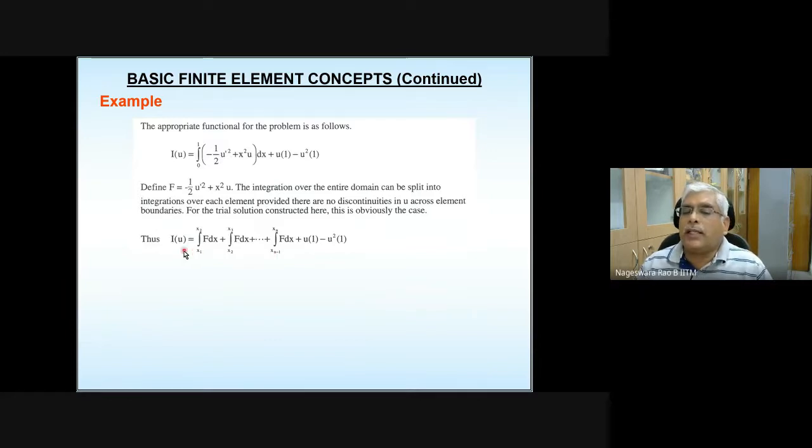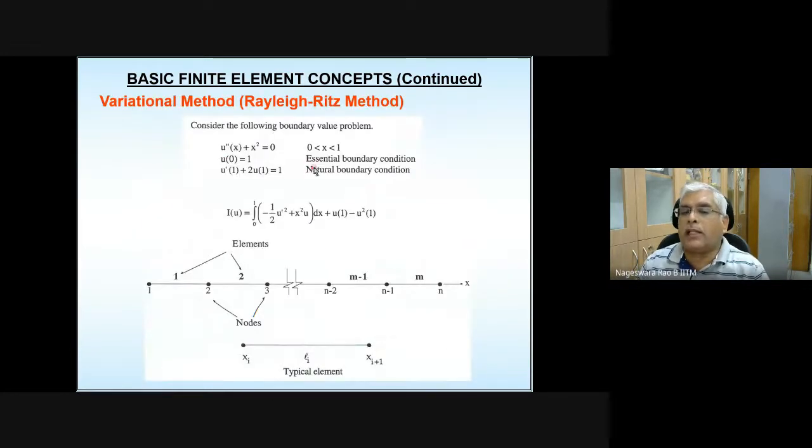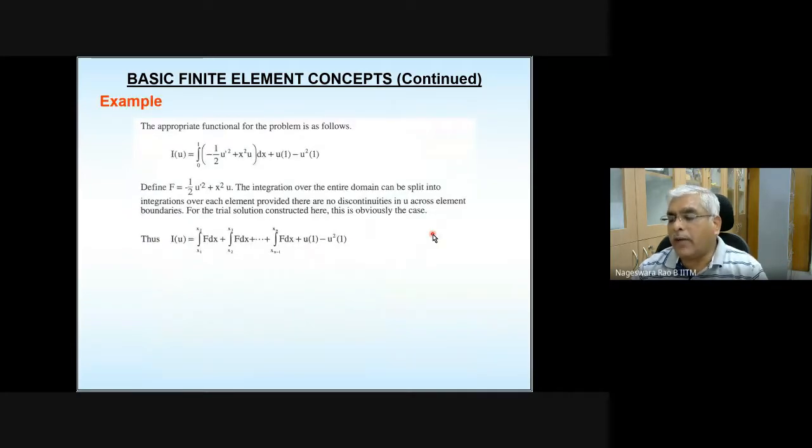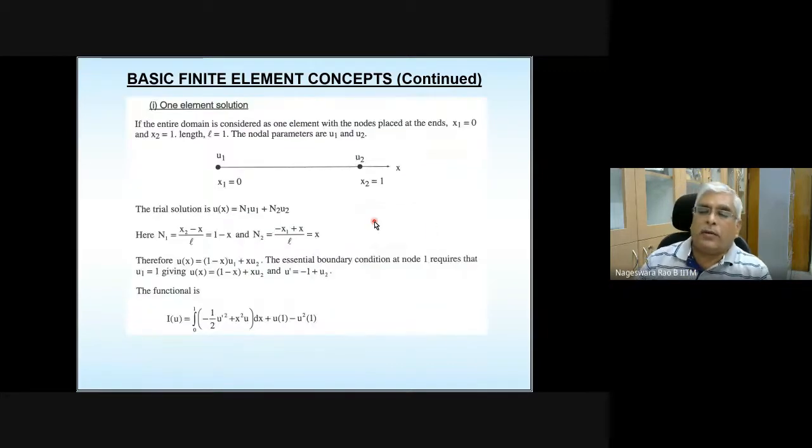Now that we write it in this manner, we need to decide how many elements we want to use. So let's start with one element. This entire 0 to 1 domain is discretized or divided with one element. So the first node of that element is going to be at x is equal to 0, or x1. x1 is nothing but, the 1 denotes that this is the first node.